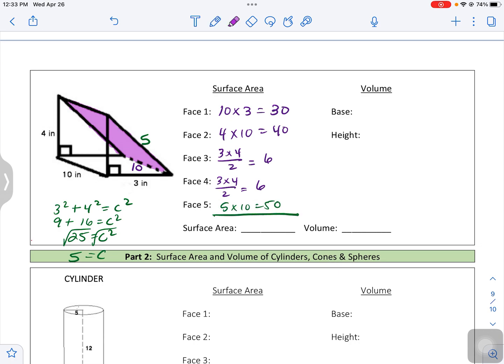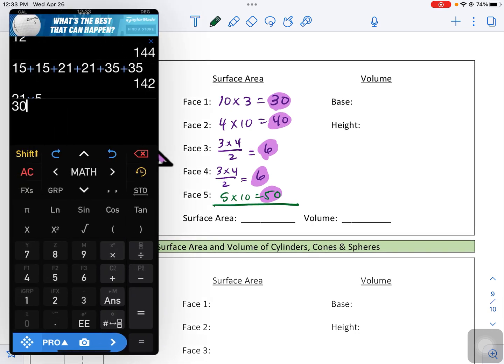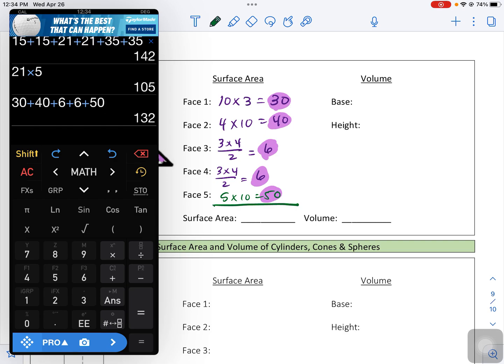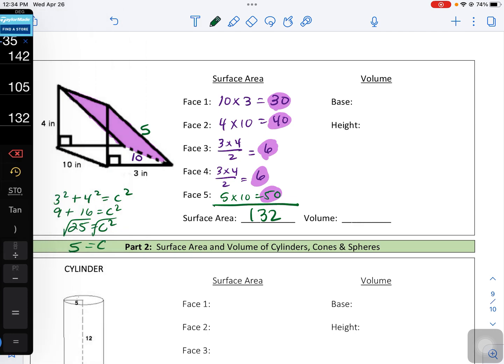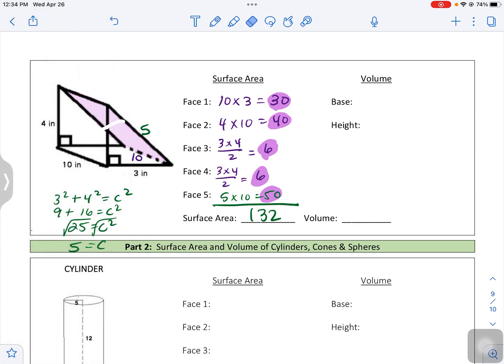Now I'm going to add all my pieces together to find the total surface area. So we got our calculator, do 30 plus 40 plus 6 plus 6 plus 50. 30, 40, 6, 6, and 50. You end up with 132. Okay, so now we got to find the volume.